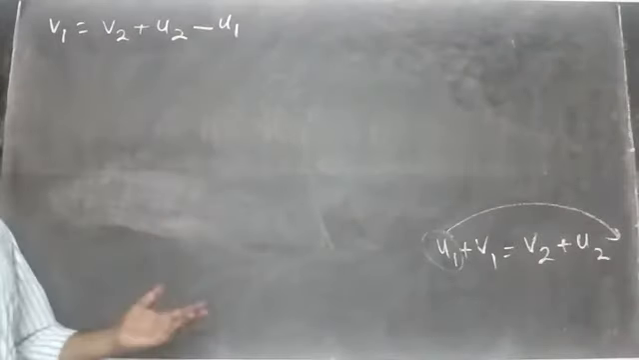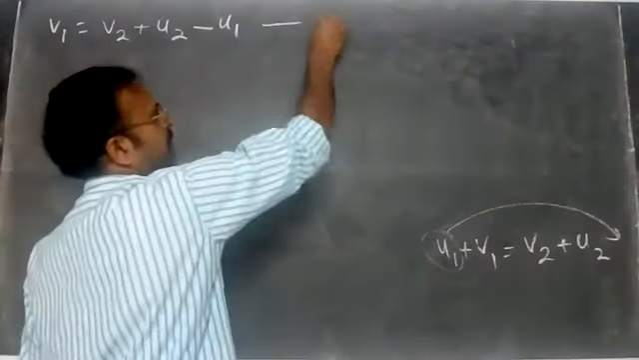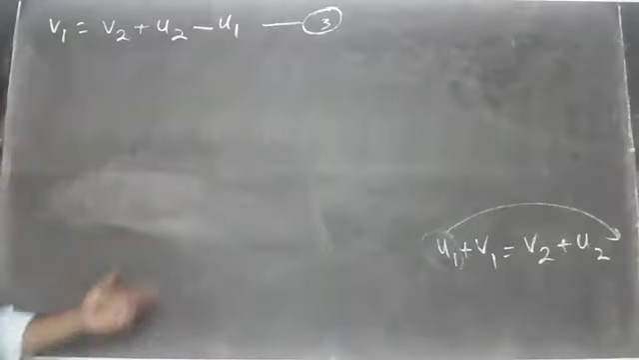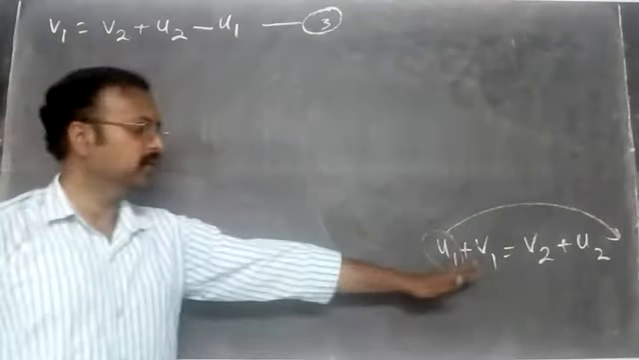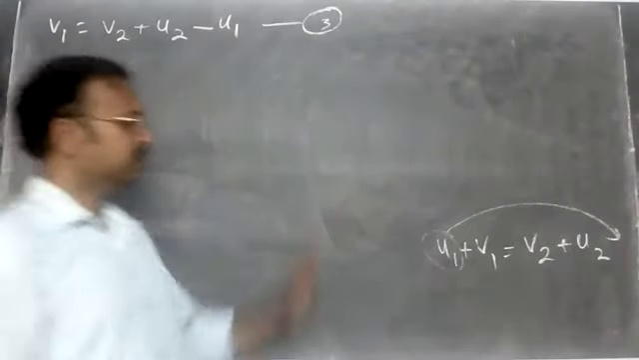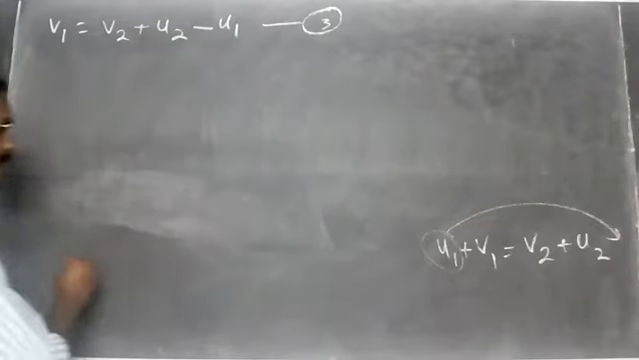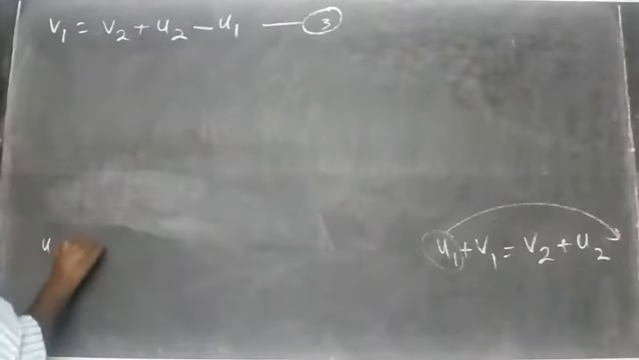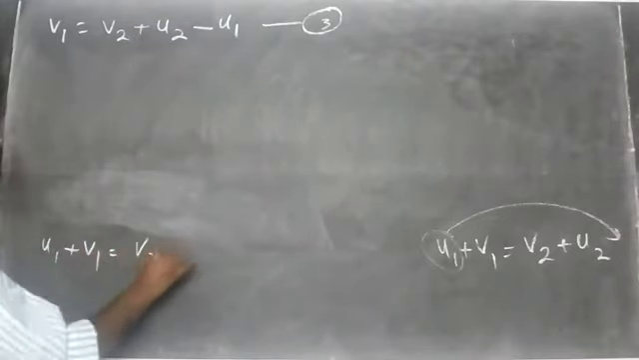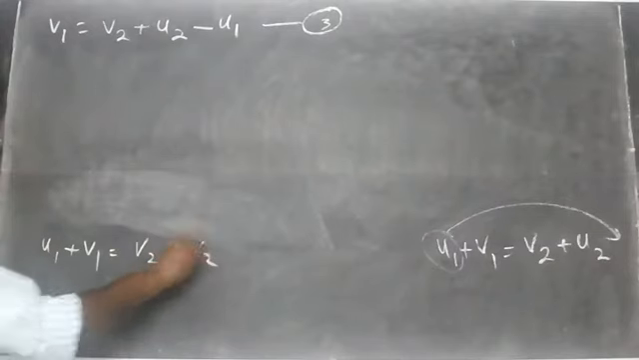This is the equation here. Let's take this as equation number 3. Then from this, what is v2 equal to? Let me write the equation one more time. So u1 plus v1 is equal to v2 plus u2. You can write this in your rough column.